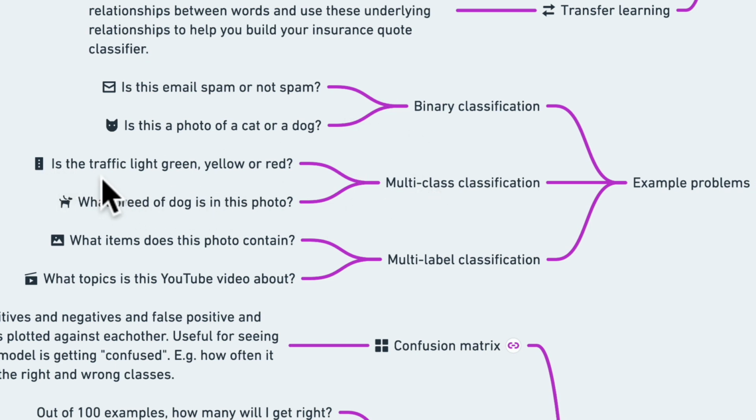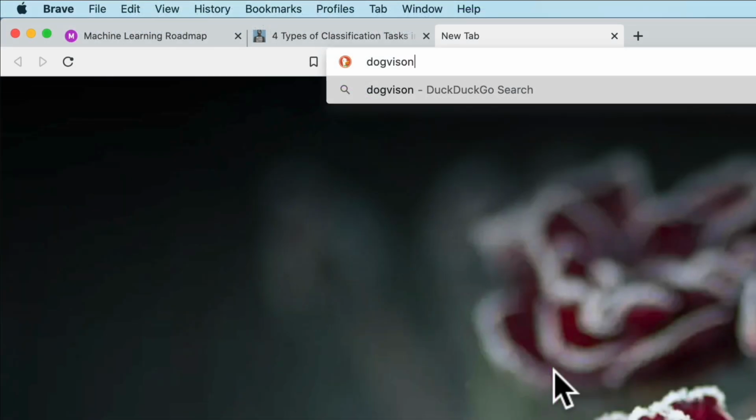Multi-class is when you have multiple different options of what a specific thing is. In the case of traffic lights, is it green? That would be class 0 if you started from 0. Yellow, that would be class 1, or red. What breed of dog is in this photo? So you might have 120 different dog breeds and you want to try and build a machine learning model to classify what type of dog it is in a certain photo. We actually did that.